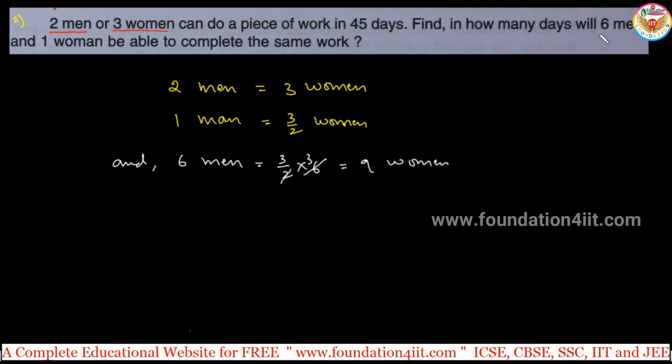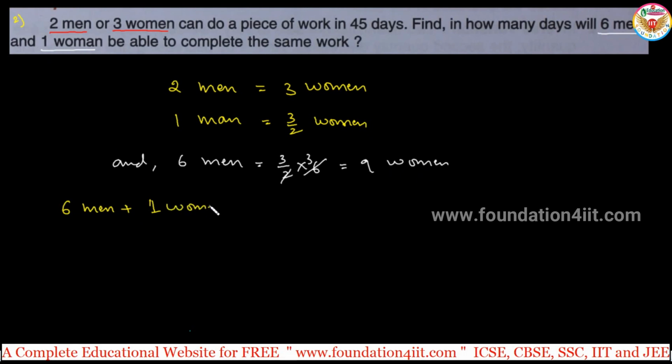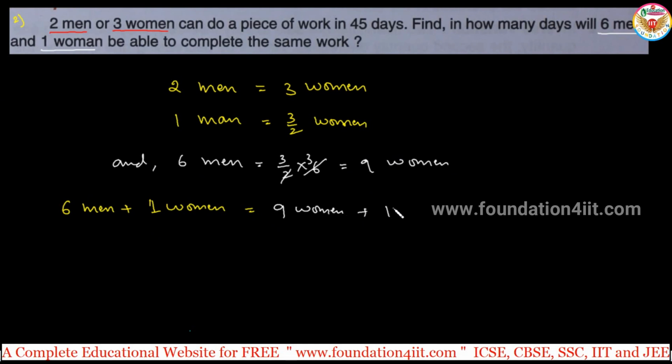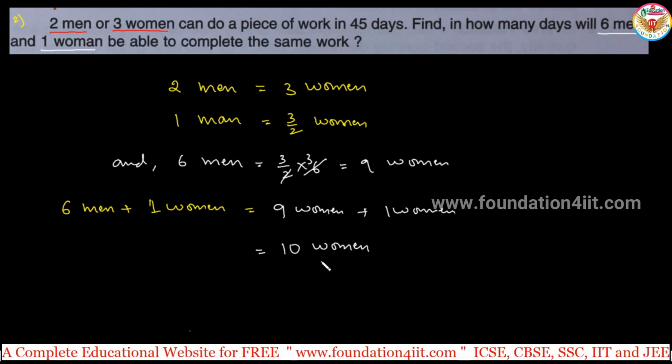Now 6 men and 1 woman. That means 6 men plus 1 woman. Actually 6 men's capability is exactly 9 women, no? So instead of 6 men, I take 9 women, plus here is 1 woman. So 9 plus 1, 10 women. That means 6 men and 1 woman capability is exactly equal to 10 women, right?